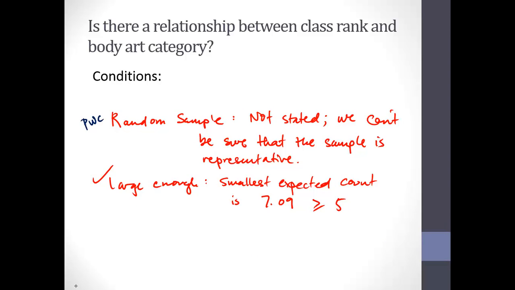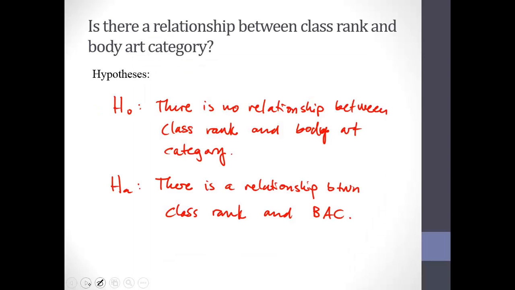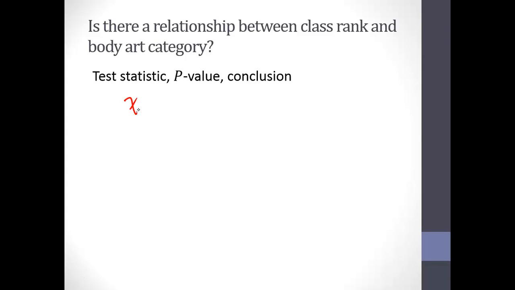So again, going back to the table, back to the JMP information. What's my test statistic going to be here? Yeah, so 29.507. So not 29.073. Make sure to pick out the right one there. So you'll see the p-values are about the same, so you'll make the same conclusion, but make sure to get the right one there. So our test statistic, our chi-squared, is 29.507. Our p-value, you can pull it out from that same row, is 0.0005.